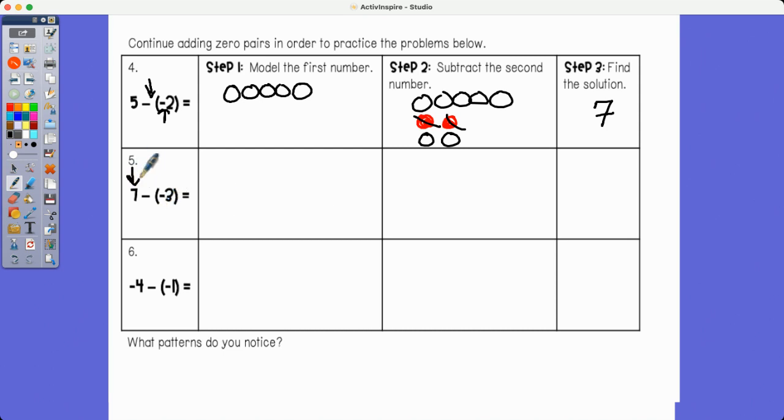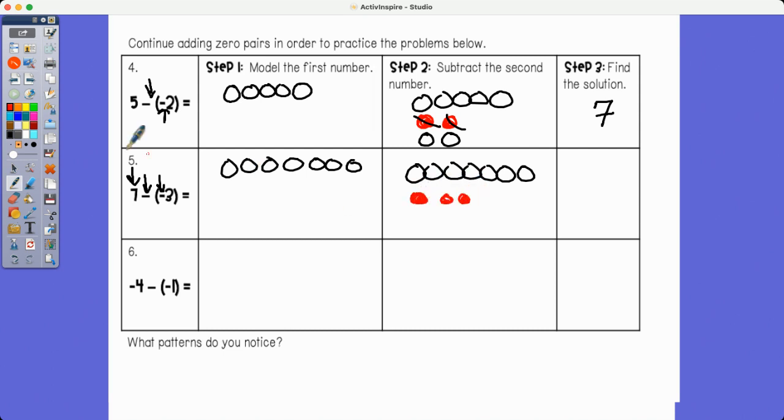Okay, how about this one? I'm going to start with 1, 2, 3, 4, 5, 6, 7. I'm going to take away 3 negatives. Well, I need 3 negatives to take away, so I'm going to draw in 1, 2, 3 of them. And then, because I can't just draw in 3 negatives randomly, I have to put my 0 pairs in. Now I'm able to take away my 3 negatives, and I'm left with 10 as an answer.